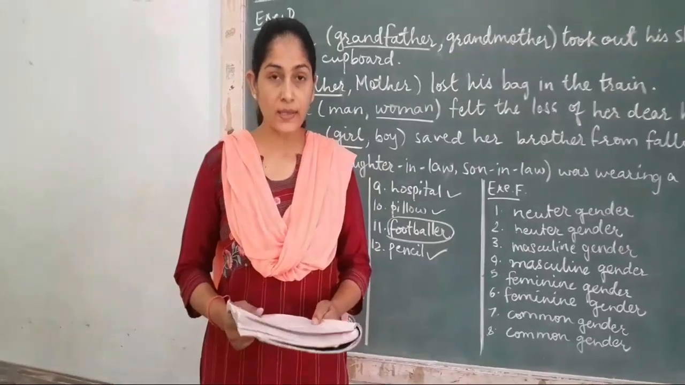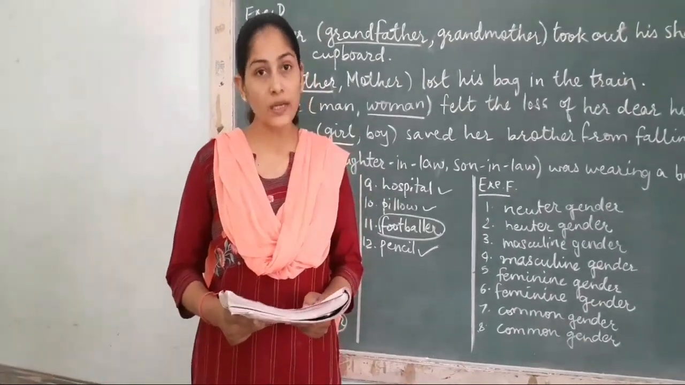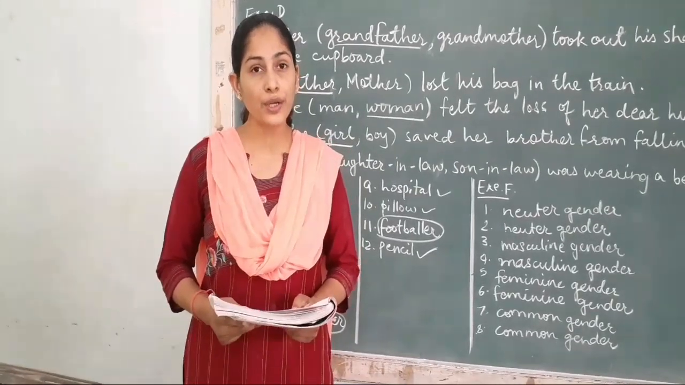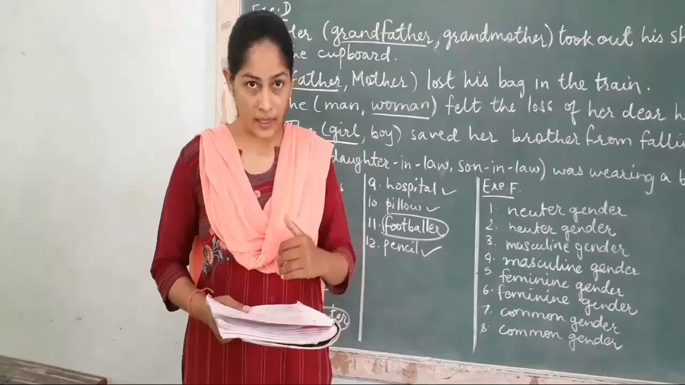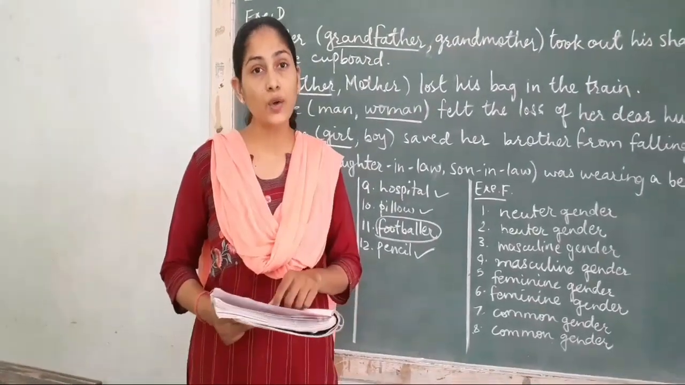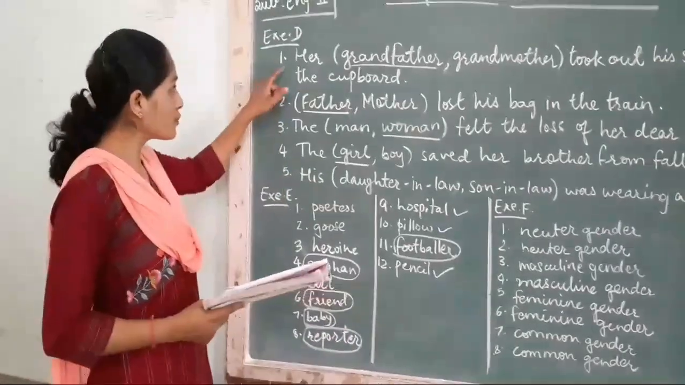Now let us do exercise number D. Rewrite the following sentences using the right word. So what we have to do here, you have to choose the correct word and you have to write the sentence again. Okay, and this activity you have to do in your CW. Let us discuss.